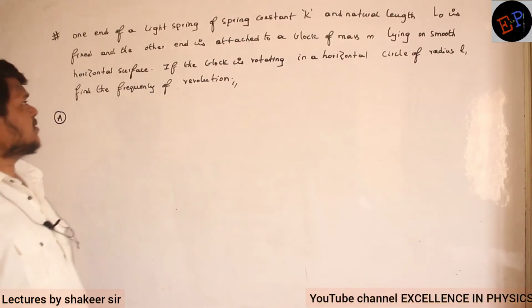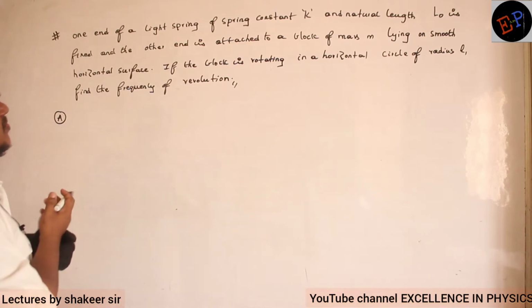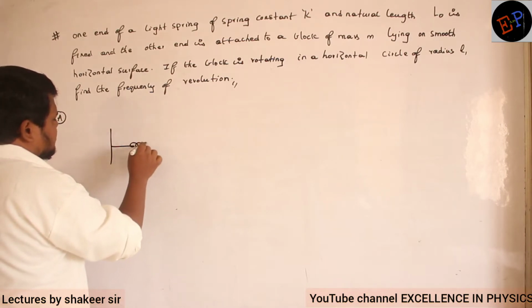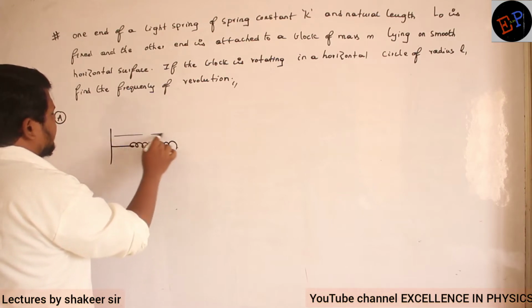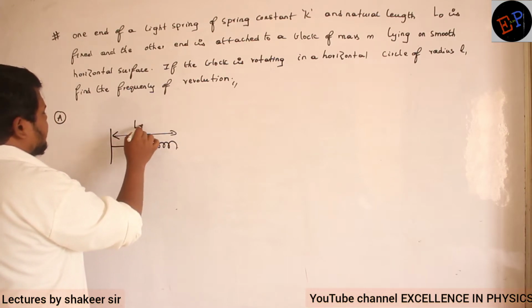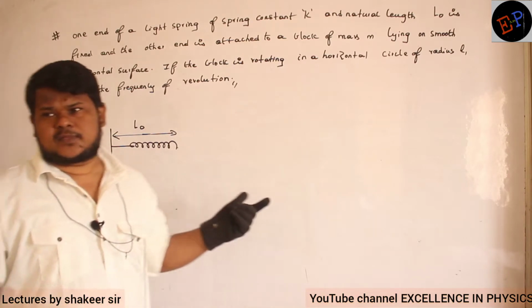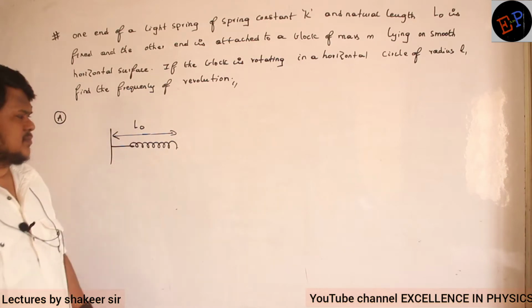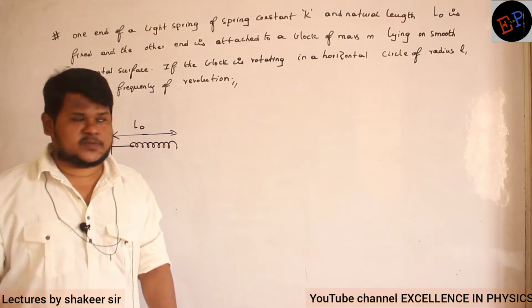One end of a light spring of spring constant K and natural length L naught is fixed, and the other end is attached to a block of mass M. Consider first of all this spring. What was the natural length of the spring? The natural length was L naught. Natural length means there is no elongation and no compression, so there is no restoring force, nothing is present.